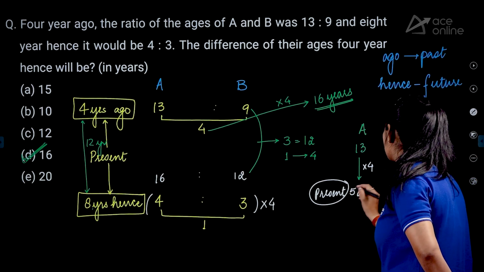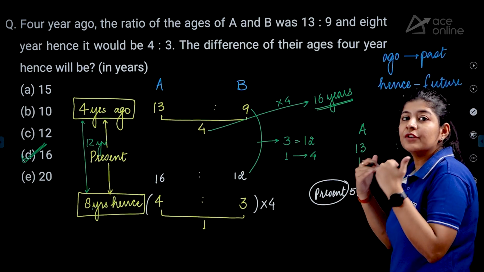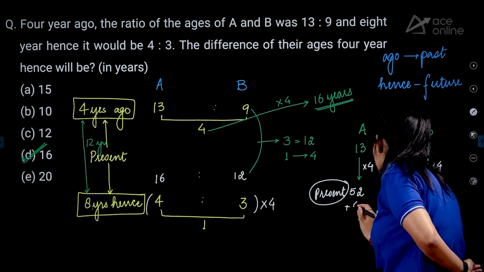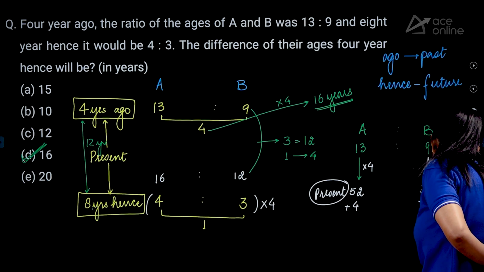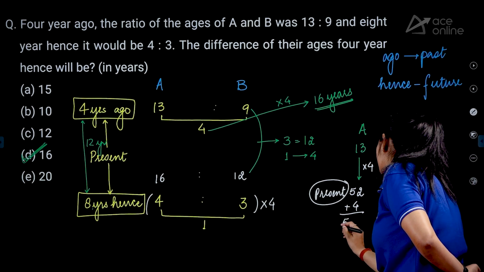Here we are having 52. This is my present age. But I have to find out after 4 years. So I need to add plus 4 in this one. So here this value will become 40 and here this will become 56.